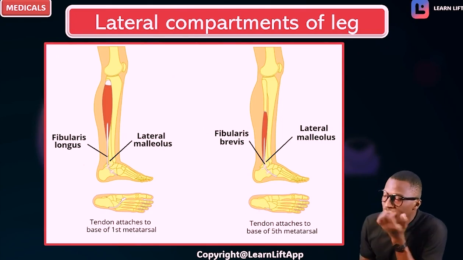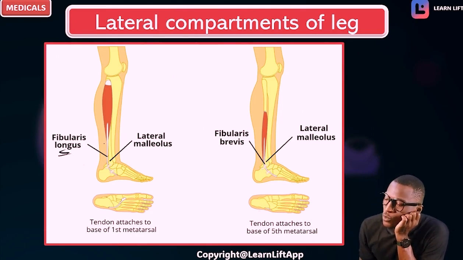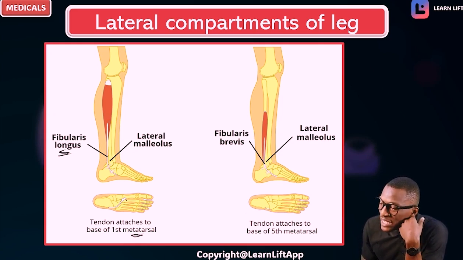You can see the diagram. This is the fibularis longus. Why is it called the fibularis longus? You can see that it's running from the lateral part of the leg to the first metatarsal. That's why it is long. Look at this, attaching to the first metatarsal. This is the metatarsal. These are the phalanges, right? These ones are the metatarsals. You can see them. So it's essentially the first metatarsal.